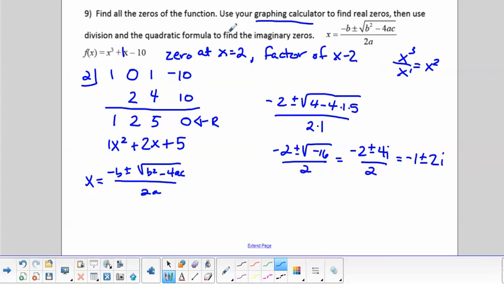So it says to find the real zeros and the imaginary zeros. So I'm going to write a set of all zeros. The real zero was 2. The imaginary zeros are negative 1 plus 2i and negative 1 minus 2i. Okay, let's turn the page.